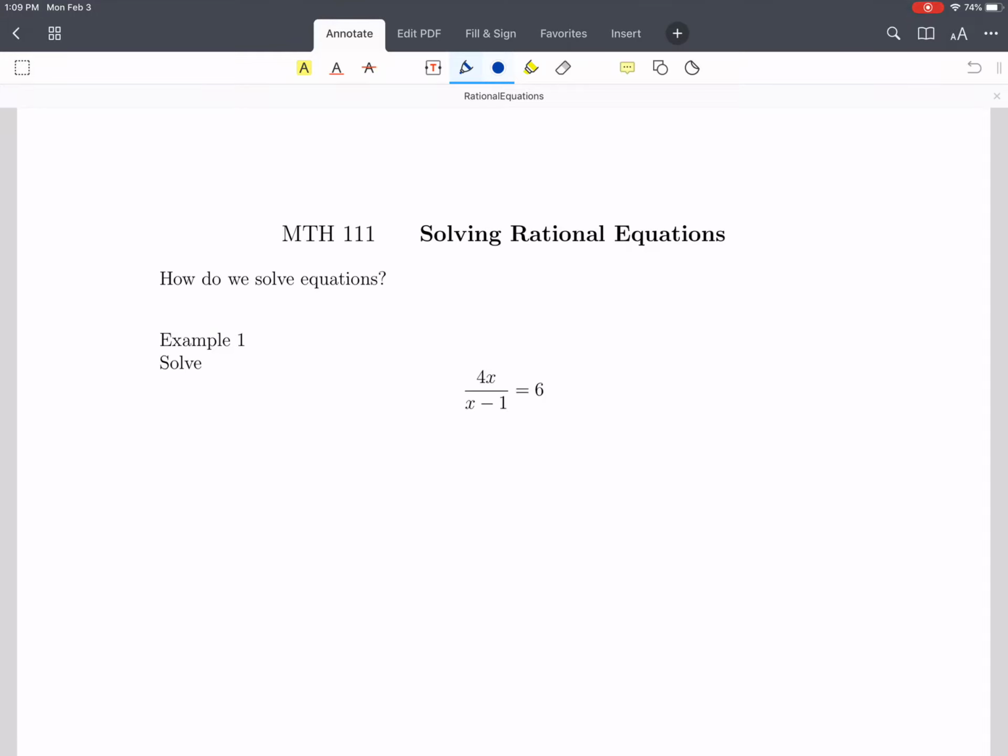So we're going to talk about solving rational equations in this video. The first thing I want to mention is how do we solve equations? We essentially do the same thing to both sides to try to simplify. And when you have rational equations, essentially that means you have fractions. For example, right here, you have the fraction 4x over x minus 1. That's a rational function. So you want to clear fractions to simplify.